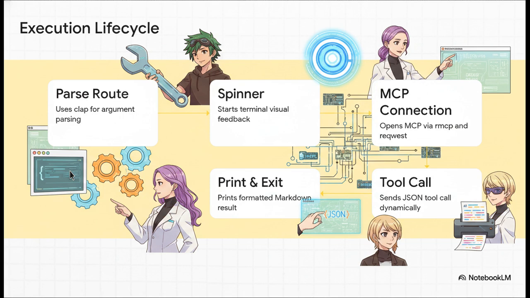Pulling all of those dependencies together, here is the step-by-step execution lifecycle of a single query, which is orchestrated primarily inside the lib.rs file. First, the application uses clap to parse exactly what tool you asked for. Second, it starts up the indicatif spinner. Third, it opens a brand new, fresh MCP connection using RMCP and reqwest. Fourth, it sends a single, dynamically constructed JSON tool call. And finally, it prints that LLM-friendly Markdown result and simply exits. It's clean, it's async, and it's highly efficient.